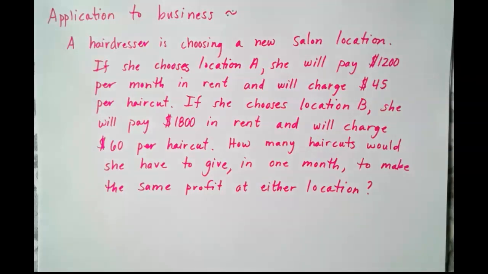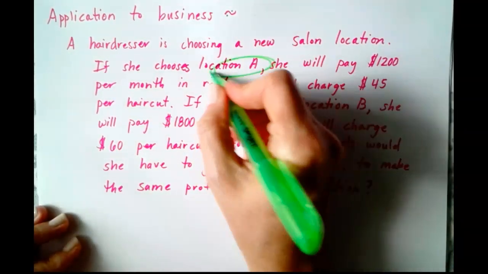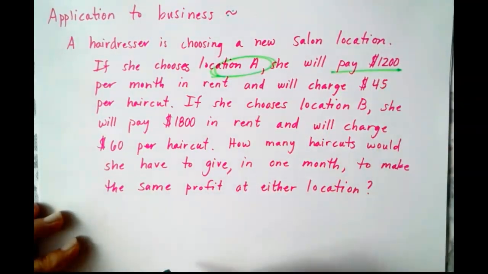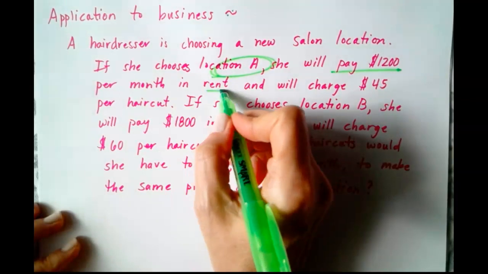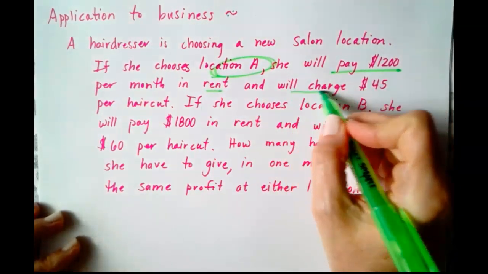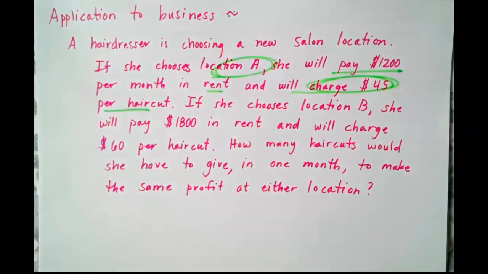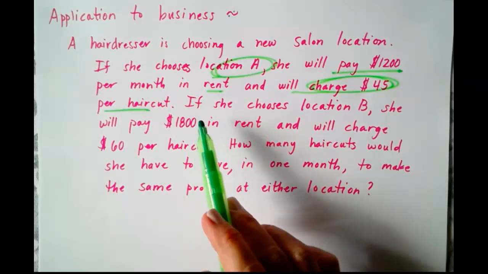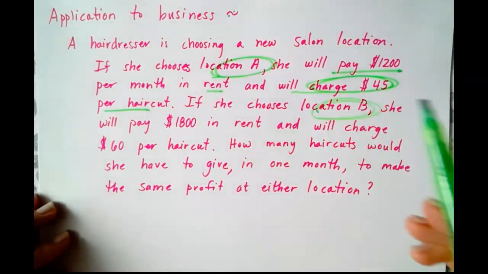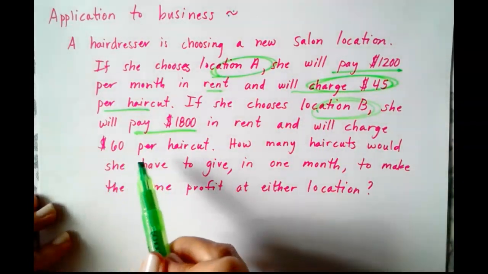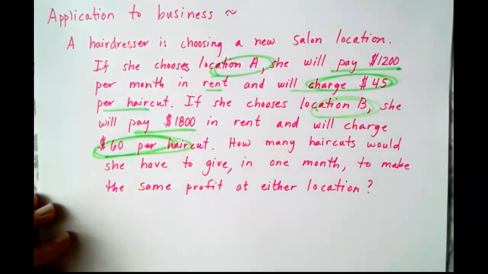So now I'm going to come back with my handy highlighter and we're going to start highlighting what's critical here. So first of all, we've got location A. Location A, she's going to have to pay $1,200 a month in rent, and she will then charge $45 per haircut. So that's location A. All right, so next, if she chooses location B, she will pay $1,800 in rent, and then she will have to charge $60 per haircut.